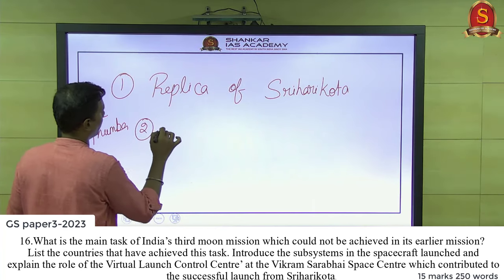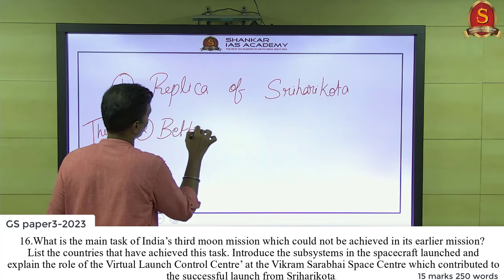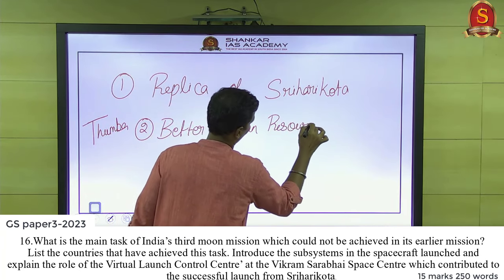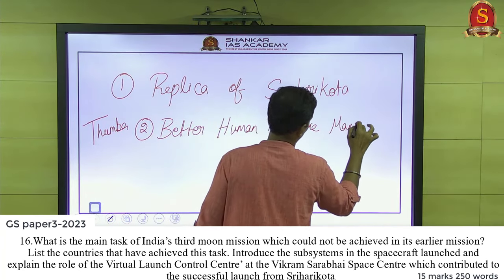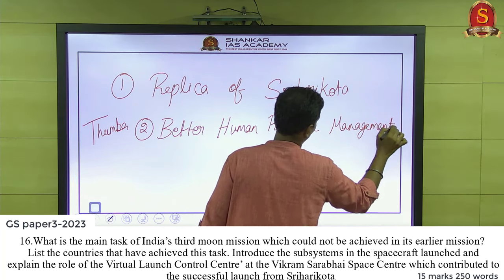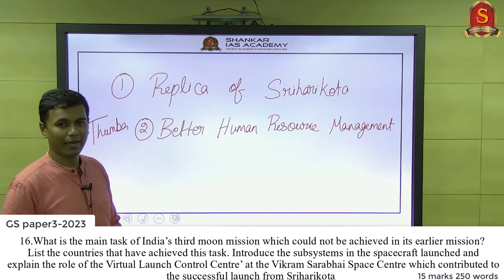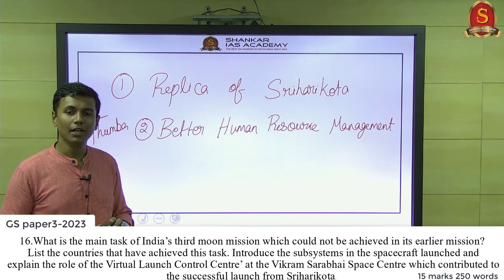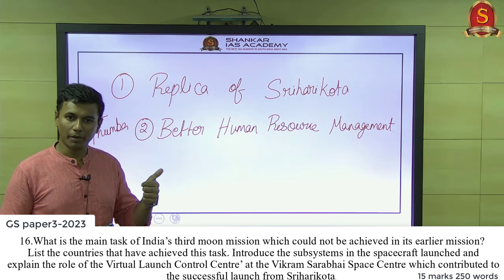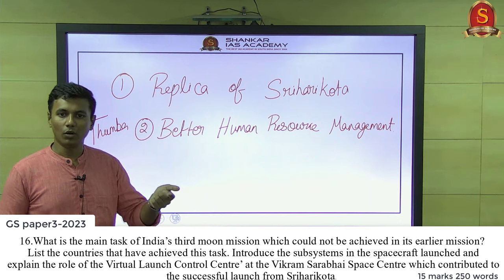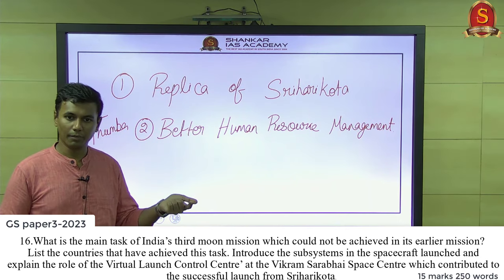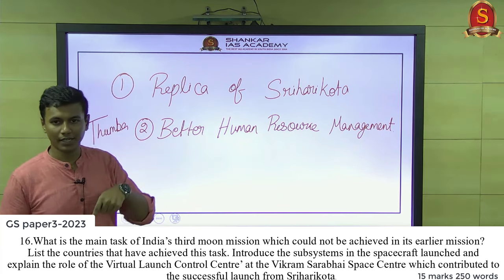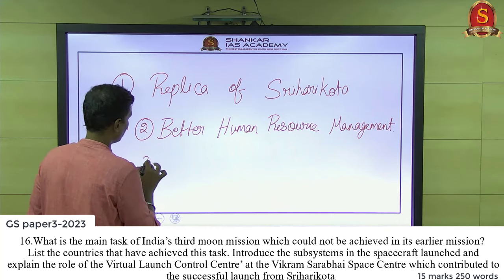Second one, it helped in better human resource management. Since all these things were simulated, it does not require the scientists to travel to different ISRO centers. The bulk transportation of scientists was not required. All the tests needed were performed in the virtual launch control center, and all the anomalies were checked, and based on that, the appropriate actions were taken in Sriharikota. So the simulation was happening in Kerala, but appropriate actions were taken in Sriharikota. That was the second one. And third one, safety.